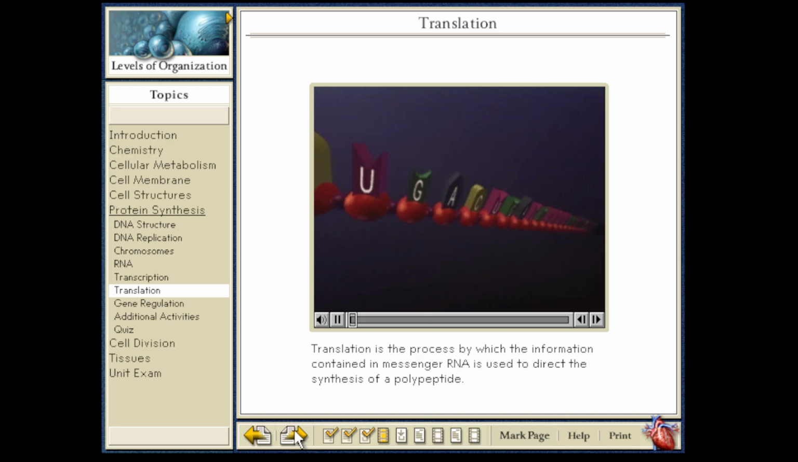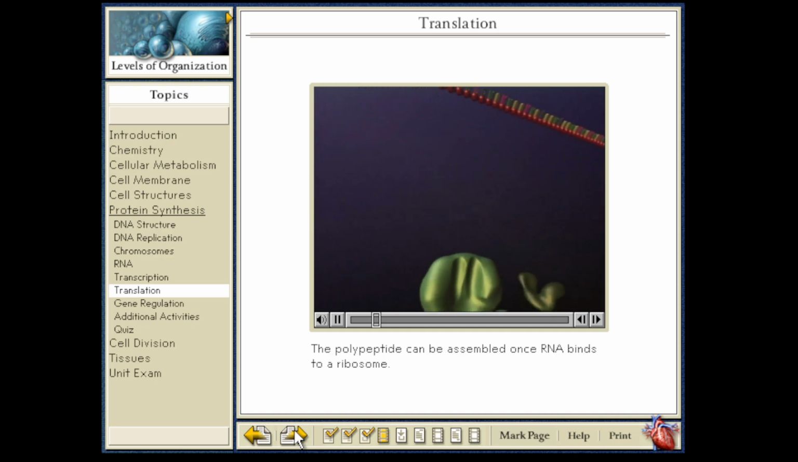Translation is the process by which the information contained in messenger RNA is used to direct the synthesis of a polypeptide. This information is carried in the sequence of bases on the messenger RNA molecule. The polypeptide can be assembled once RNA binds to a ribosome.